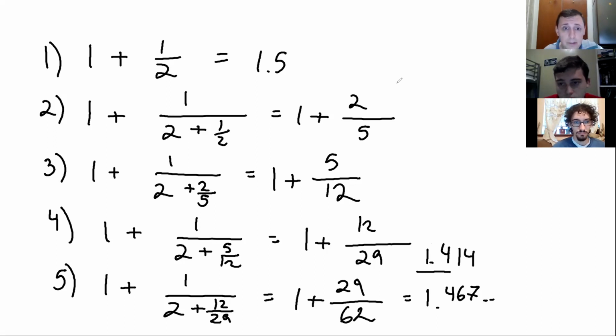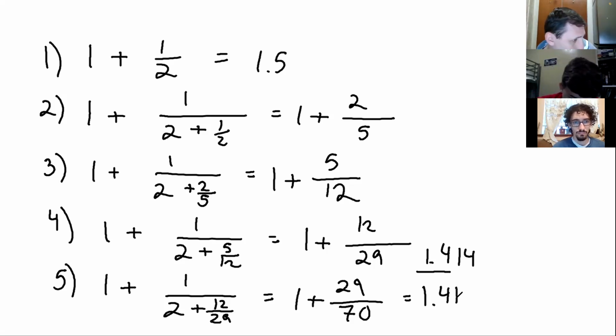It's 70, right? 70. Thank you, right? I said 62, but it should be 70, right? So it should be 29 over 70. Thank you for correcting. Right, so let's see what we have then. So how many digits do we get? So 29 divided by 70. Oh, it's much better. So here is what we get. We get 1.4142857 and something else, right?